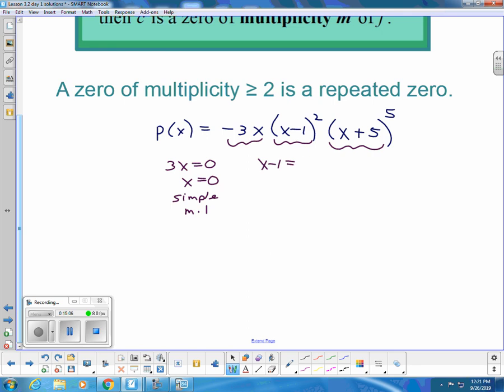x minus 1 equals 0, so x equals 1. How many times does that occur? 2, that's the multiplicity. x plus 5 equals 0, so x equals negative 5, and that's a multiplicity of 5. If you add all the multiplicities together, that's your degree. So this guy is a degree 1 plus 2 plus 5, which is 8. Okay? So let's see what we can do with that.